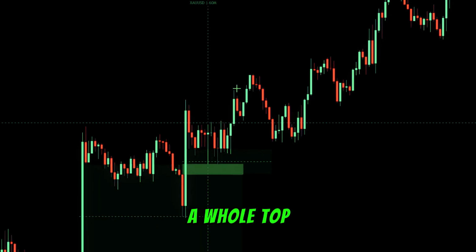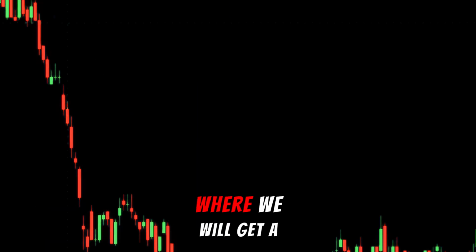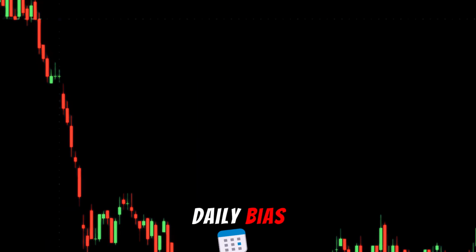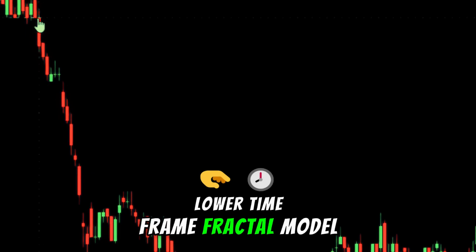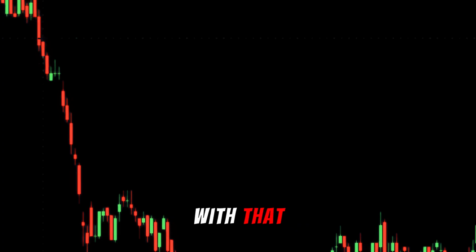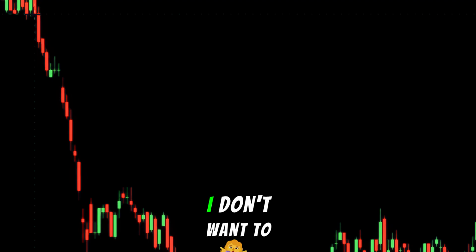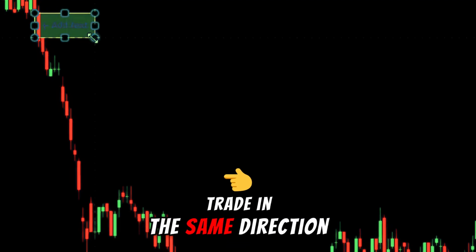Let's go through a whole top-down example here, where we will get a daily bias and then align that with a lower time frame fractal model, and then use inversions with that. So here you can see after 3 days of expansion, I don't want to trade in the same direction.